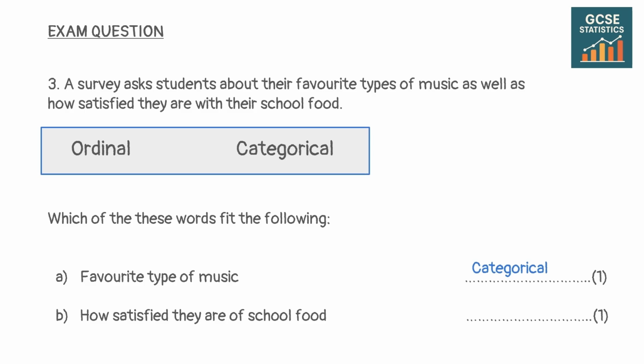For part B, the level of satisfaction of school food can be thought of, for example, as bad, okay, or good. You can be more specific if you wish. The point being is that good is better than okay, and okay is better than bad. This means they are distinguishable so they can be ranked. Therefore, this is an example of ordinal data.